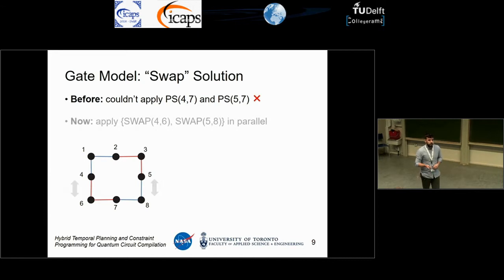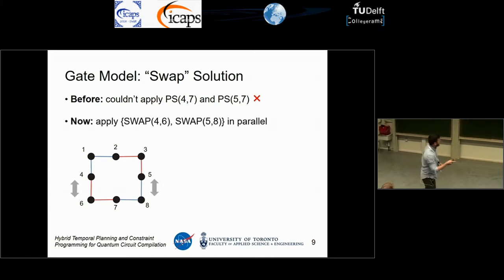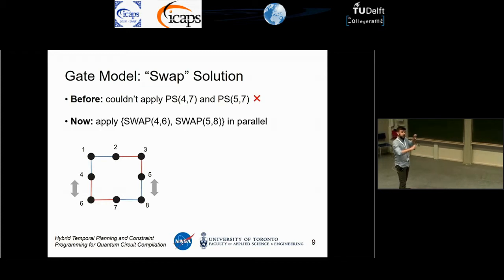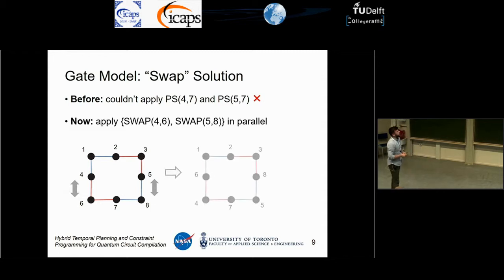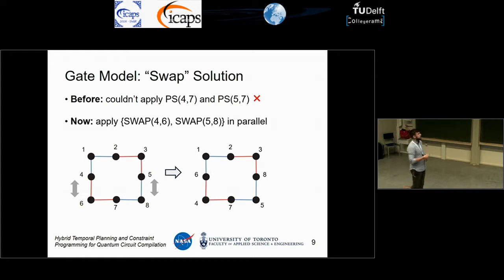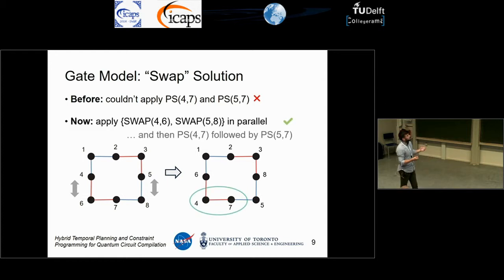So before we couldn't apply PS 4 and 7 or 5 and 7. If we conduct 2 swaps at the same time, I want to highlight this. What we can do, as long as we're not applying multiple operations to a single qubit location at the same time, we're fine, right? So we can actually do these 2 swaps in parallel. So we can swap these values, and now you'll see that 6 and 4 have changed places, and so have 8 and 5. And now we're free to execute PS 4-7 as well as PS 5-7.